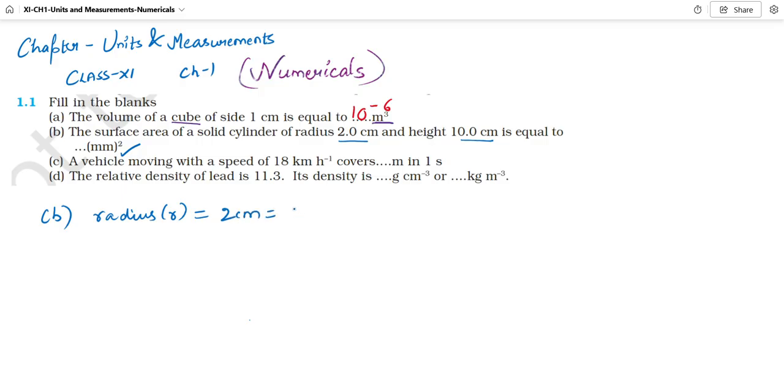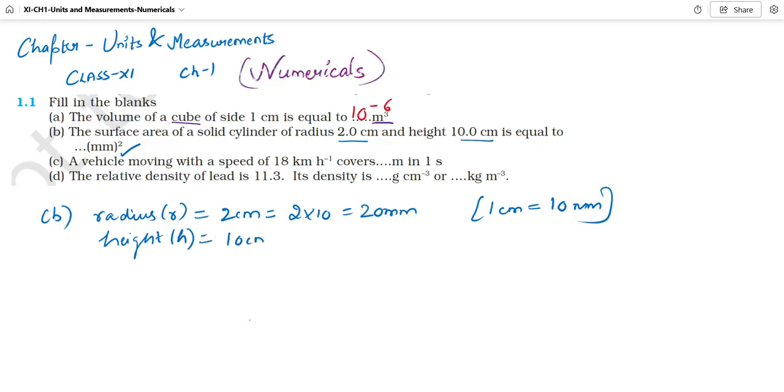That means 1 centimeter is equal to how many mm? 10. So 2 into 10, 20 mm. Okay, because we need to remember that 1 centimeter is equal to 10 mm. Now what about the height? The height is given as 10 centimeter, which makes it 10 into 10, 100 mm. So we have converted both the dimensions of this solid cylinder into mm. And why have we done it? Because they are asking the answer in mm square.